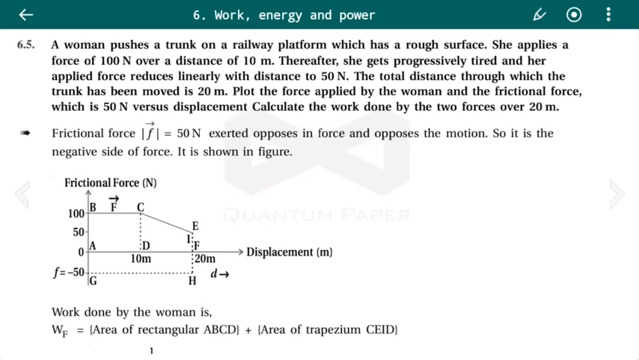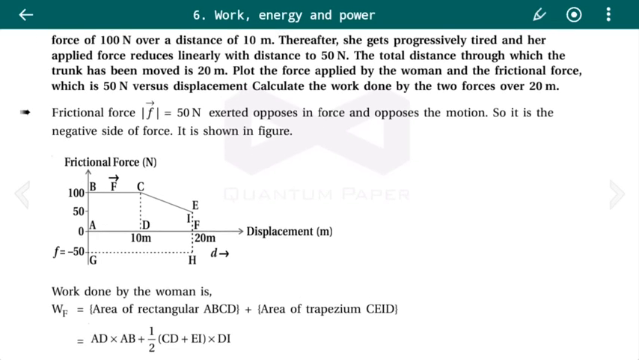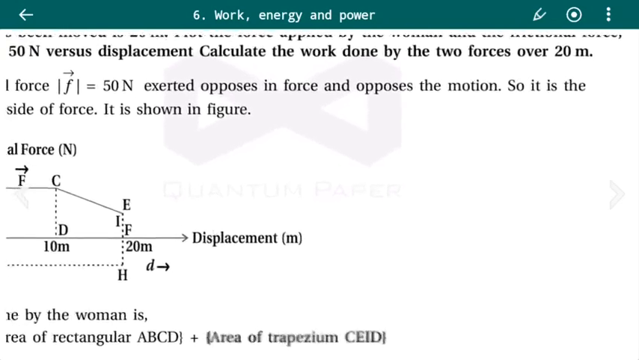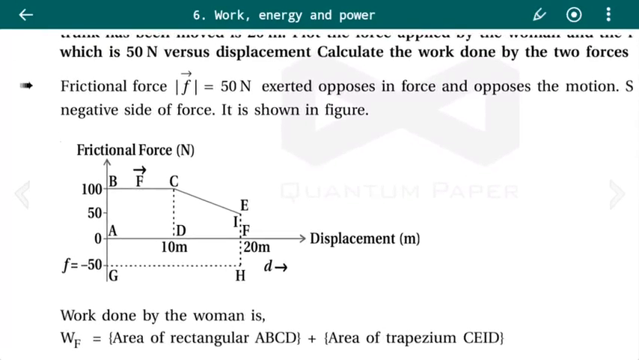Plot the force applied by a woman and the frictional force, which is 50 Newton, versus displacement. Calculate the work done by the two forces over 20 meter. So here first we need to find the total work done.